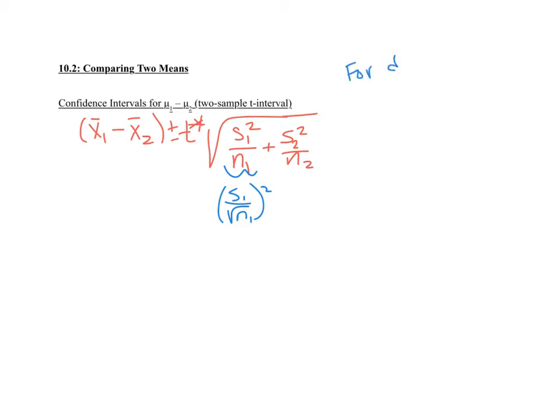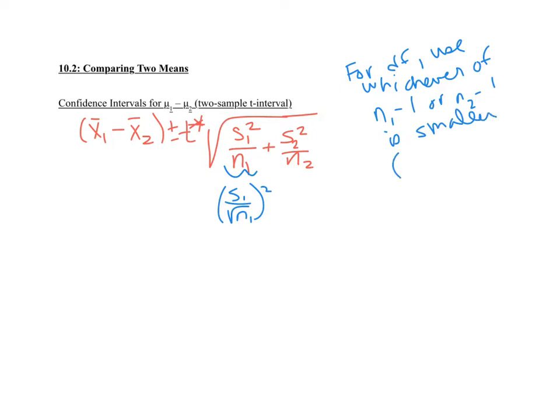For your degrees of freedom, you are going to use whichever of n1 minus 1 or n2 minus 1 is smaller. And the other option, which I think most of you are going to use, is your calculator. I do want to emphasize that either way that you do it, make sure you write down what degrees of freedom that you use. That's going to be very important for anything where you involve a t.